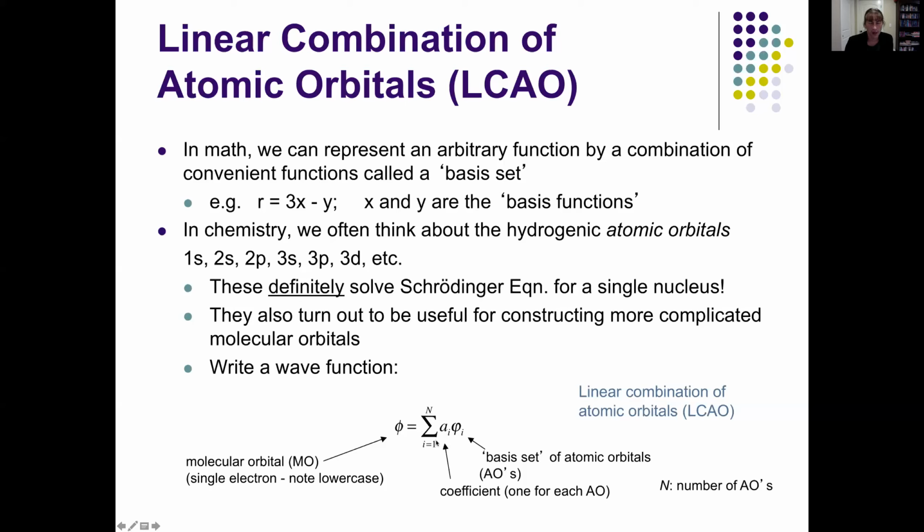This is going to be written as a sum of our basis functions. So we've got our basis function phi times a coefficient a_i, and we'll have one coefficient for each atomic orbital. However many atomic orbitals we have is n, our number of atomic orbitals. Keep this idea in mind: when we write our molecular orbitals, we're writing them as this linear combination, meaning this sum of a coefficient times a basis function.